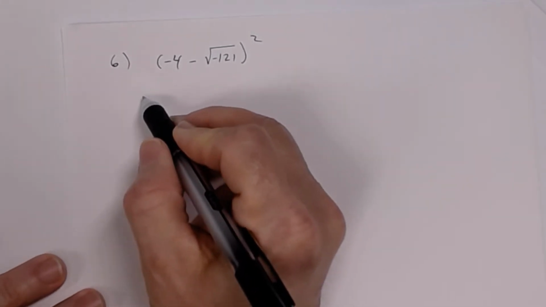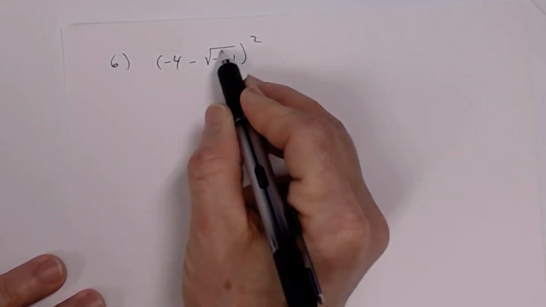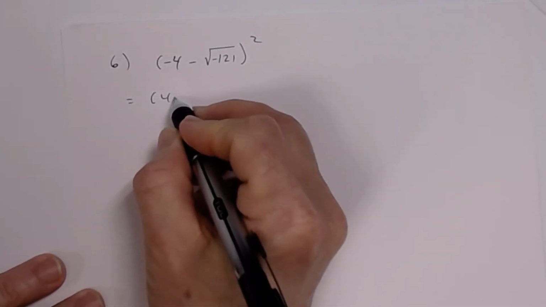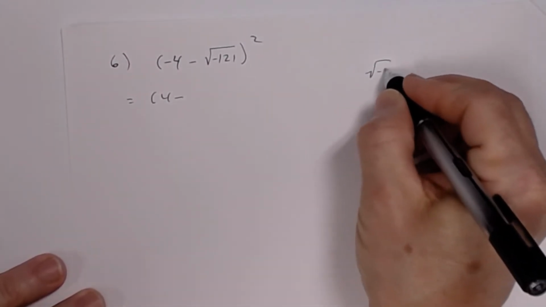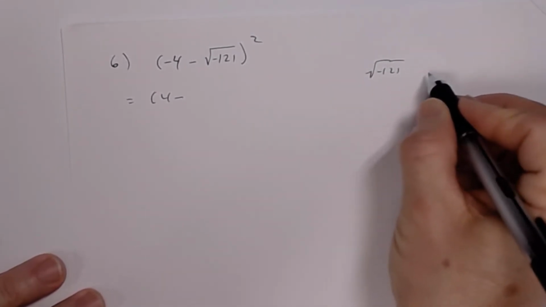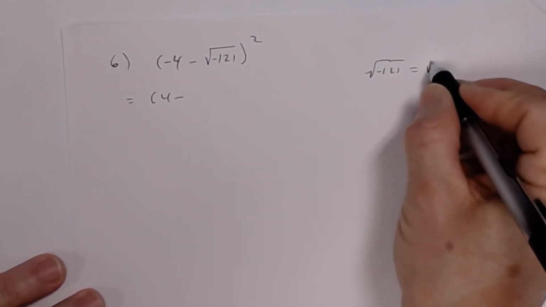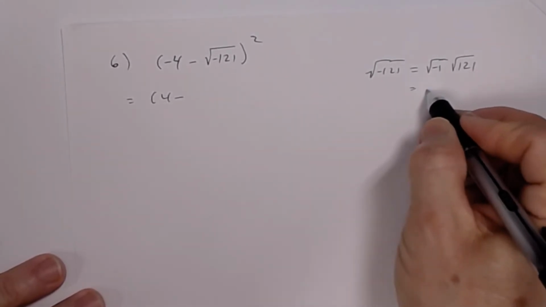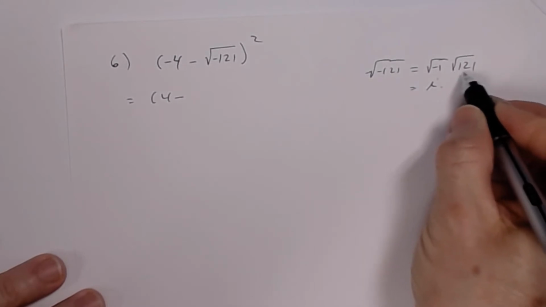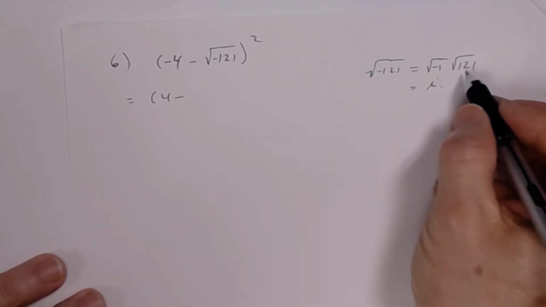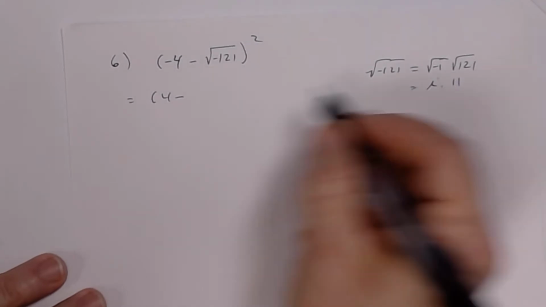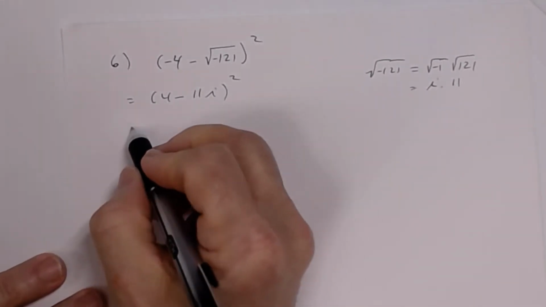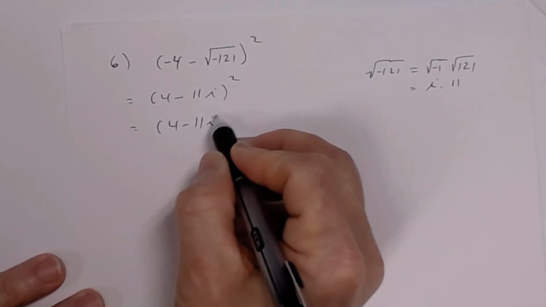Okay, so again, let's first simplify this negative radicand. So this becomes negative 4 minus, and remember, the square root of a negative 121. So the square root of a negative 121 is going to be the square root of a negative 1 times the square root of 121. And the square root of a negative 1 we know is defined to be I. And then 121 is a perfect square. So what times itself is 121? 11. So this becomes 11i. Okay? And so now we're going to rewrite this as 4 minus 11i times itself.